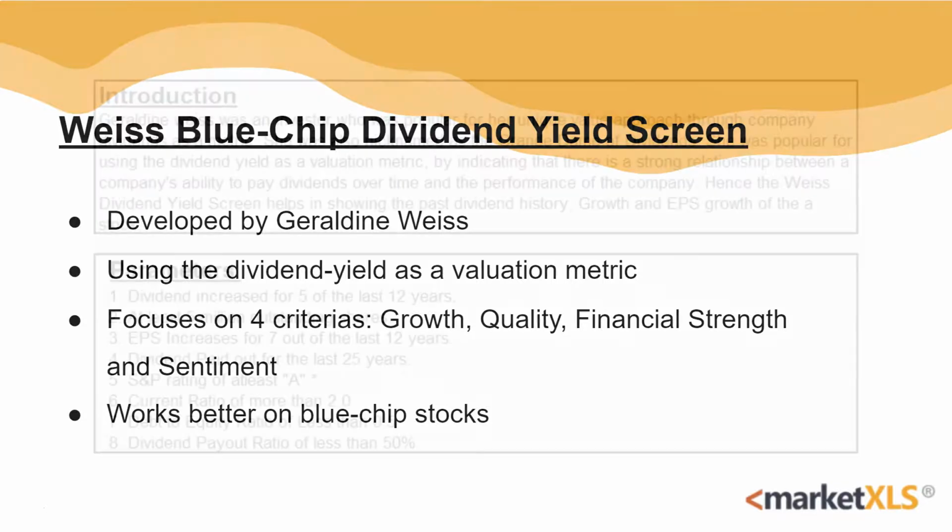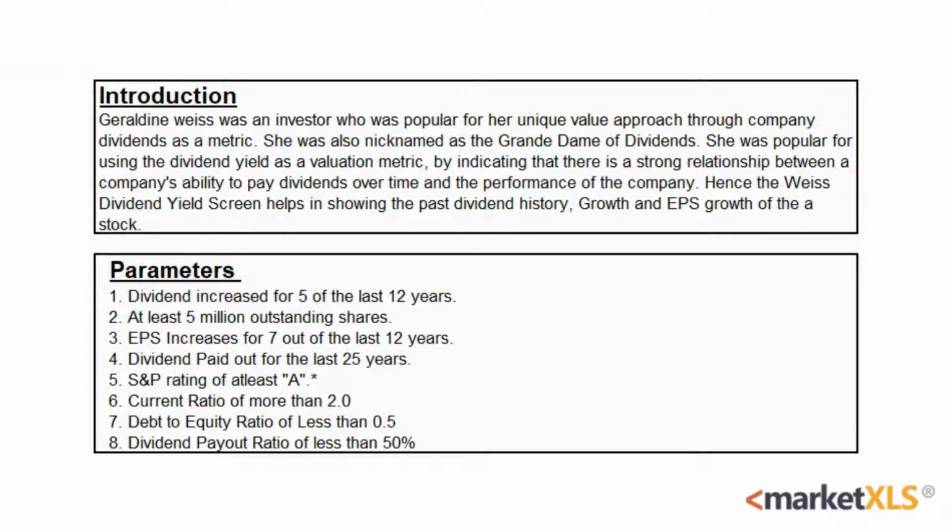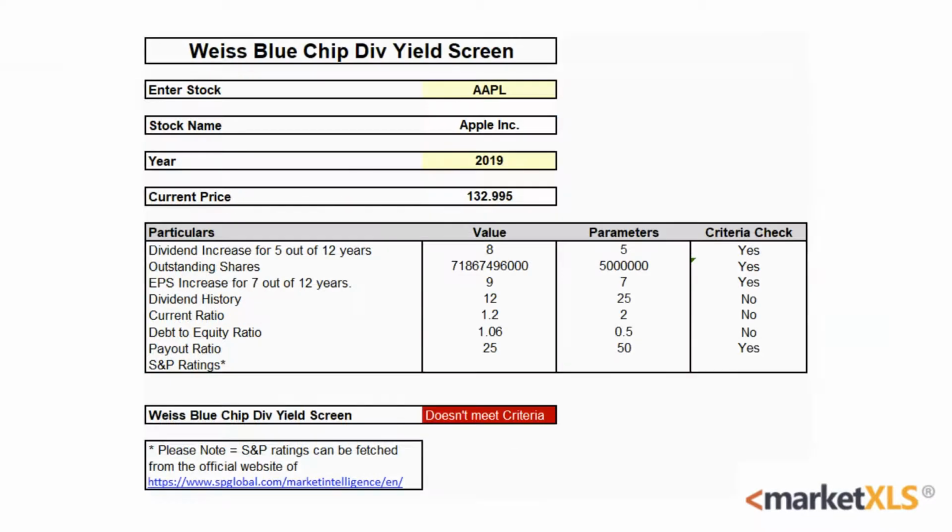MarketXLS offers a template for this screen. Here's the introduction page and here's the active template. The yellow cells have to be inputted by the user, so the stock ticker and the year under analysis. There are 7 parameters provided by the screen. The dividend should increase for 5 out of the past 12 years. The shares outstanding should be greater than 5 million.